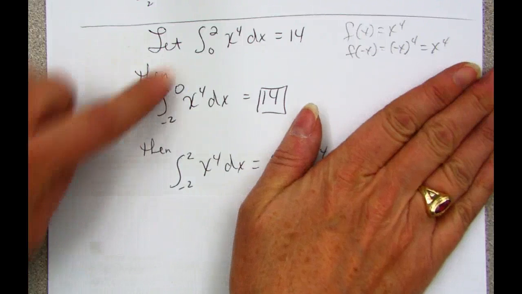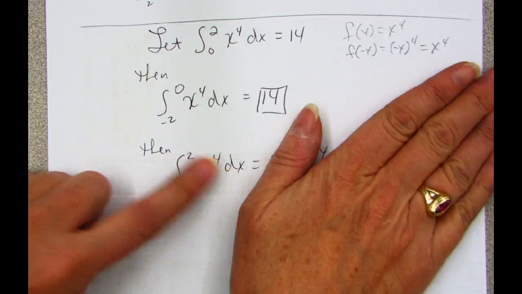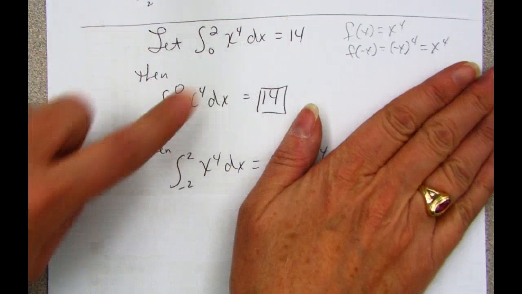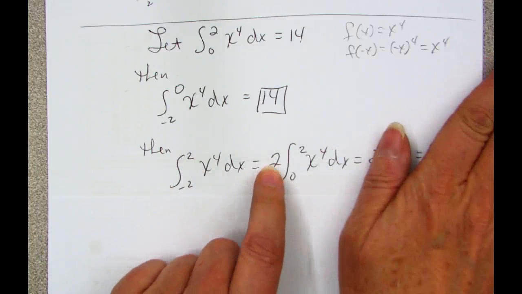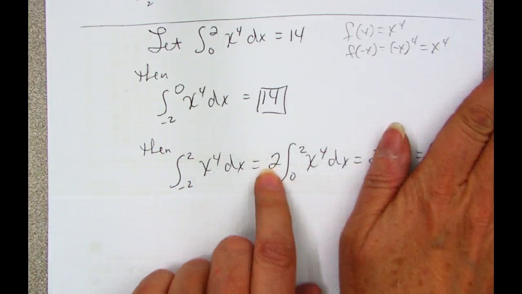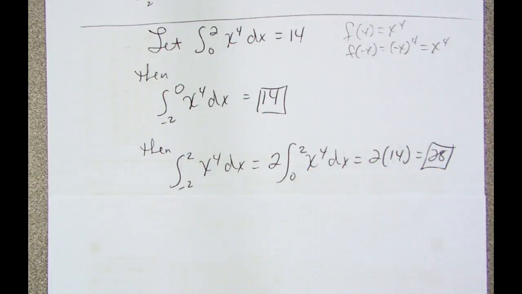Let's try another one. Use this, then what? From 2 to negative 2, x to the 4th. Well, if half of it is 14, and since we know this is an even function, I can rewrite it as 2 of these halves. 2 of these halves means it's 2 of those 14s, which means the whole thing is 28. Again, think of the parabola I had just sketched out with an even function. If I know half of it, I can just double it.